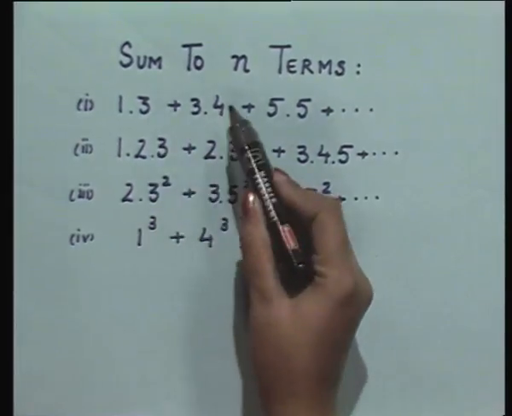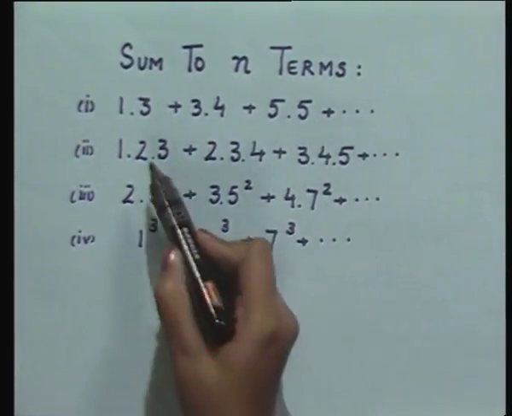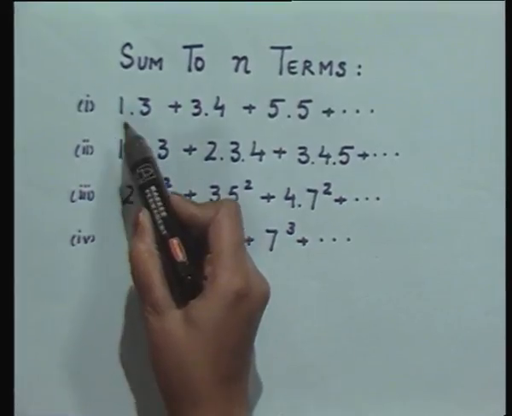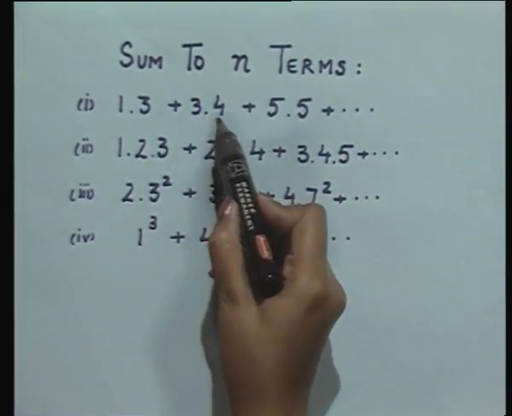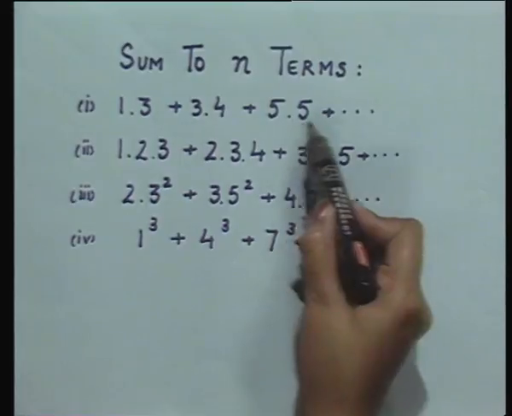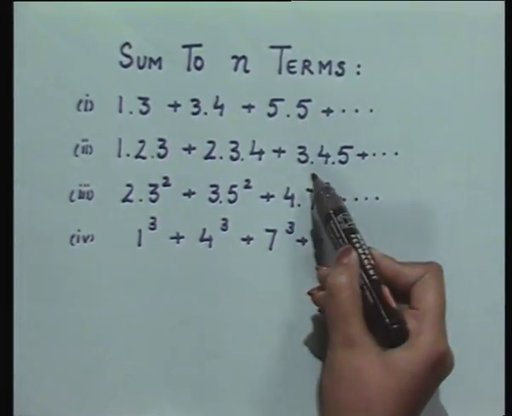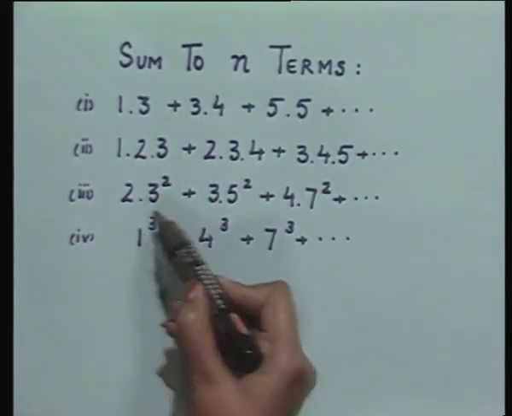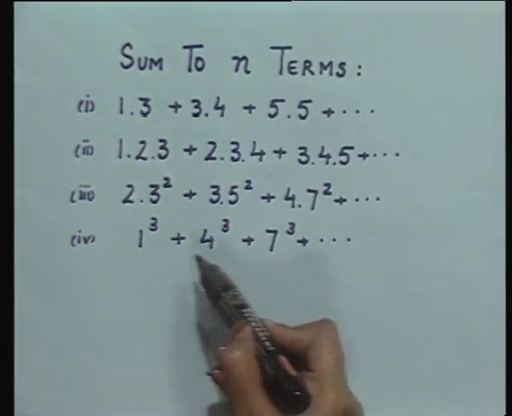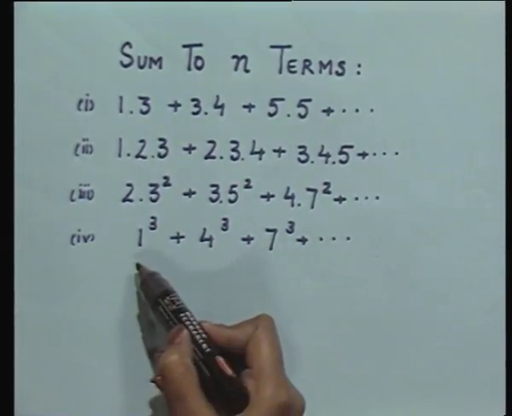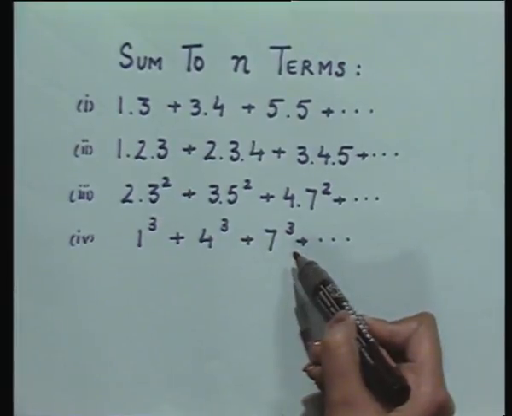Let's take a look at a few of them. Here you are asked to find the sum to n terms, and the series are given in the form of 1 into 3 plus 3 into 4 plus 5 into 5 and so on. And others are almost the same in factors, but you can have independent single terms such as 1 cube plus 4 cube plus 7 cube.